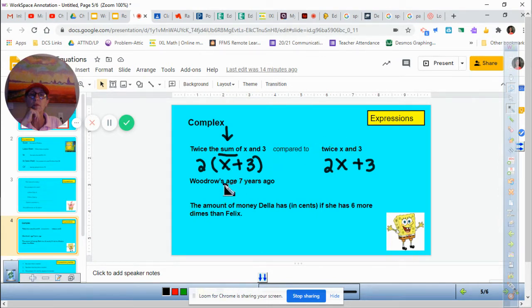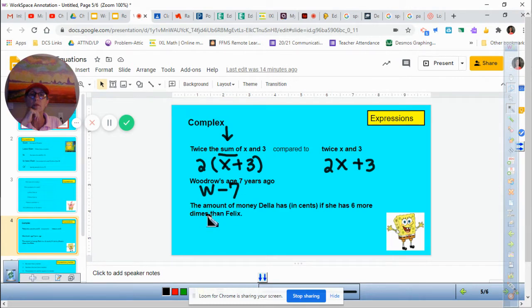All right, let's look at this one. Woodrow's age 7 years ago. At first we might think we need to know how old he is now to know how old he was 7 years ago, but we don't know. And in algebra, when we don't know, we put a variable. So W. That's how old he is right now. So how old was he 7 years ago? Well, his age right now minus 7. W minus 7.